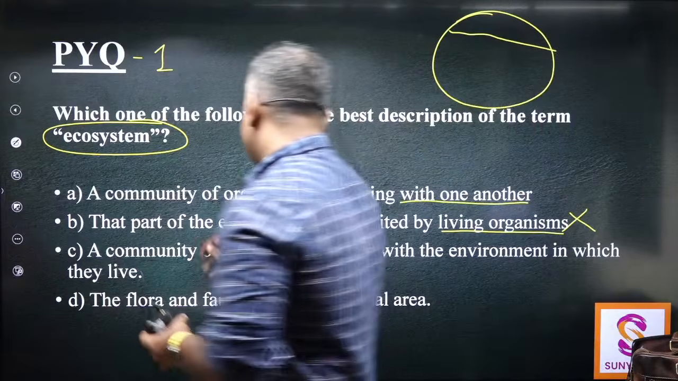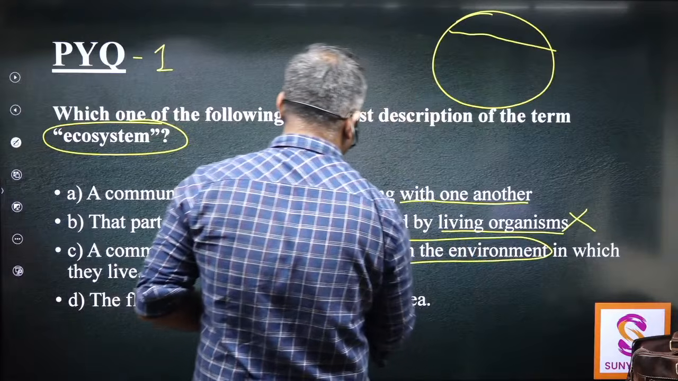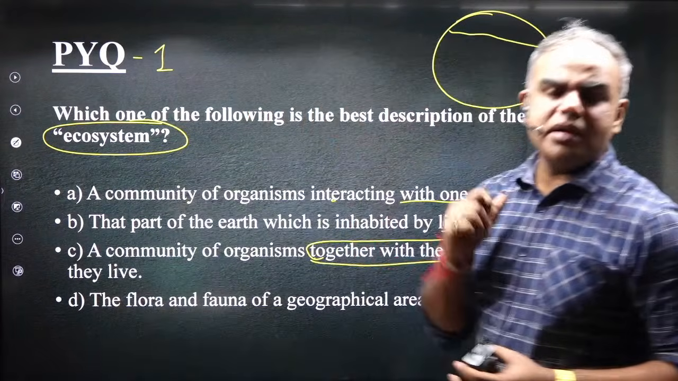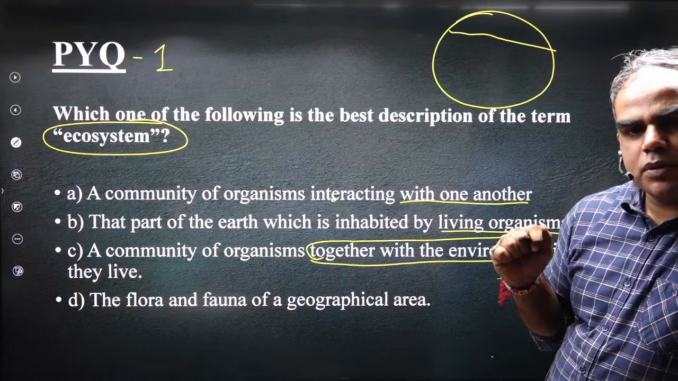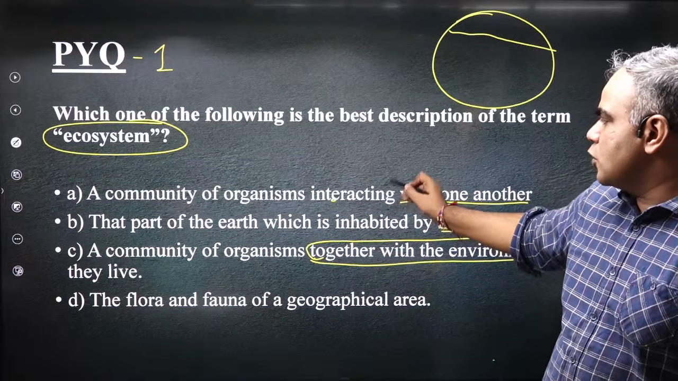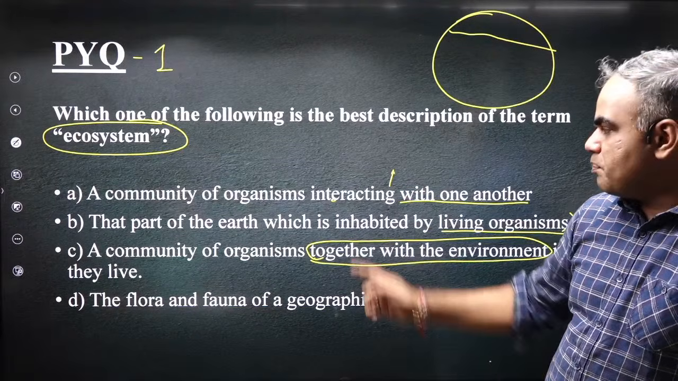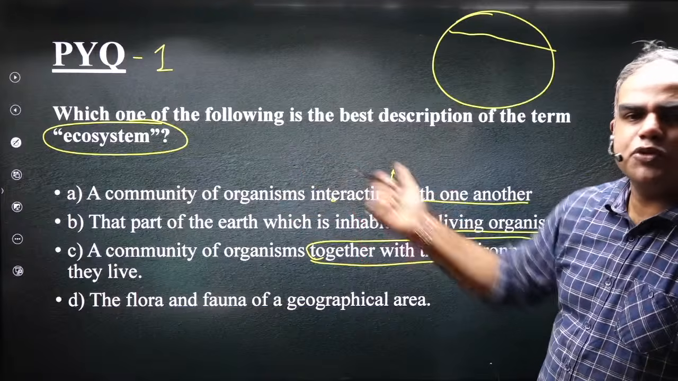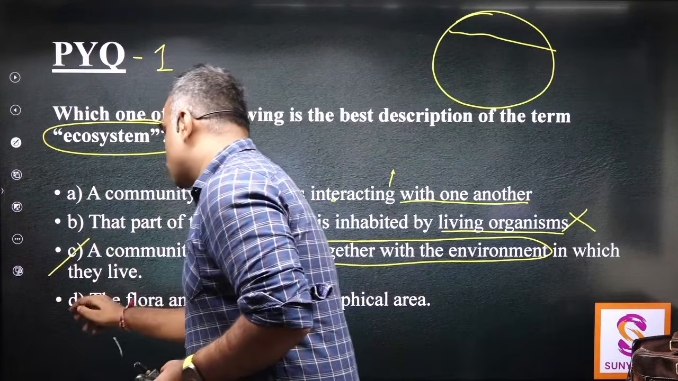Second says community of organisms together with the environment they live in. When I say environment, does it also include abiotic factors also? Okay. Here you are only talking of biotic factors only. Yes or no? So biotic plus abiotic, it has been asked in a different way. So the answer should be C. But still let's go with D.